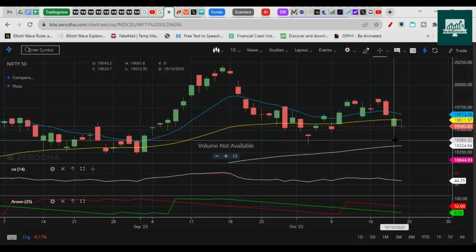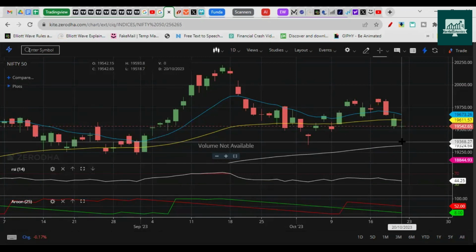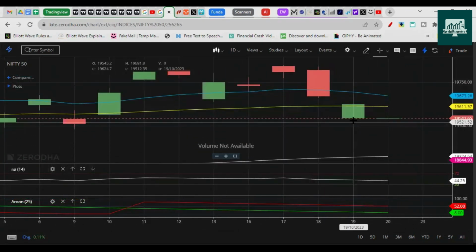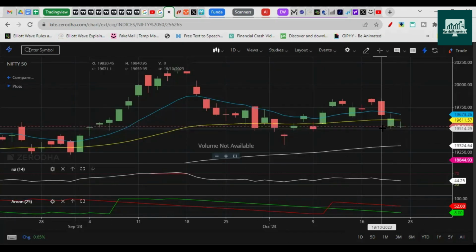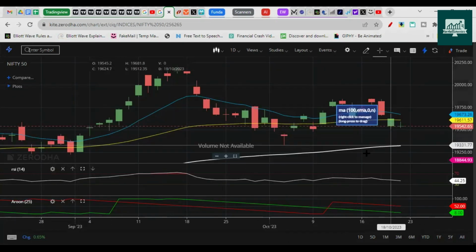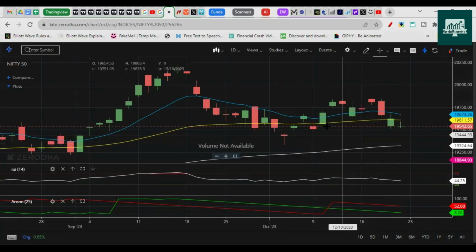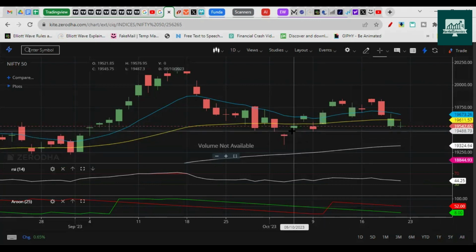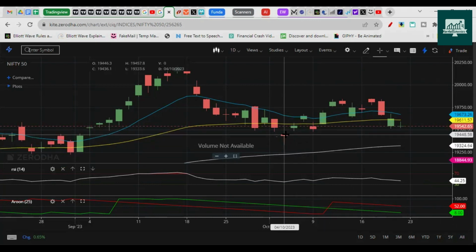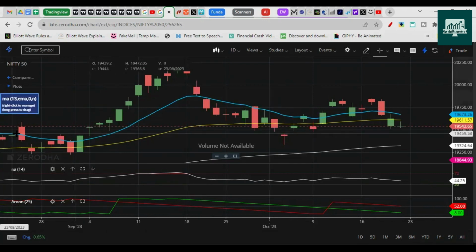Let's check the previous candle's body. The close is 19,624. This one closed at 19,542. So 19,624 close and here 542. It's not a perfect inside bar, but if it breaks this low again, it will dip downside towards the 100 EMA at least, right? Which is coming around 19,324. At least the first target will be the gap here, right? Here also there is a support we can see.